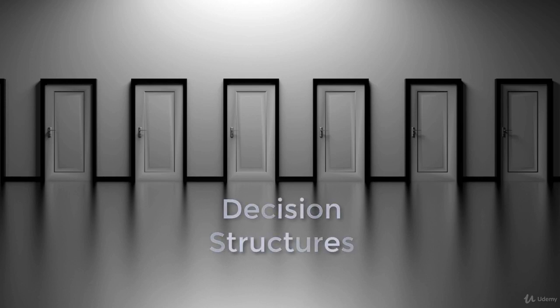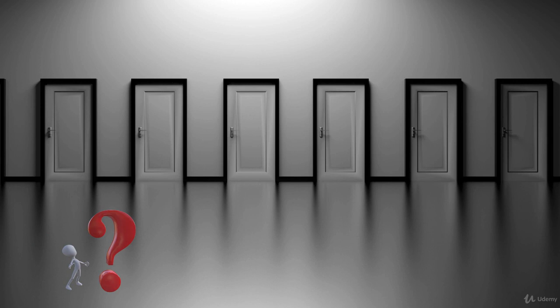Decision structures are used so that your program doesn't have to do the same thing each time it is executed. They basically answer a question on the spot during execution. The decision structures need a question to answer, and this is done through Booleans.